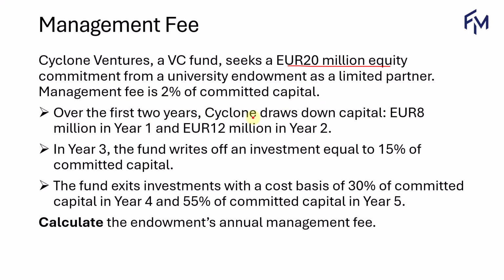Over the first 2 years, Cyclone draws down 8 million euros in year 1 and 12 million euros in year 2. In year 3, the fund writes off an investment equal to 15% of committed capital. The fund exits investments with a cost basis of 30% of committed capital in year 4 and 55% of committed capital in year 5. So it all adds up to 100%. If you take 15 plus 30 plus 55%, that's 100% of the committed capital. So calculate the endowment's annual management fee.